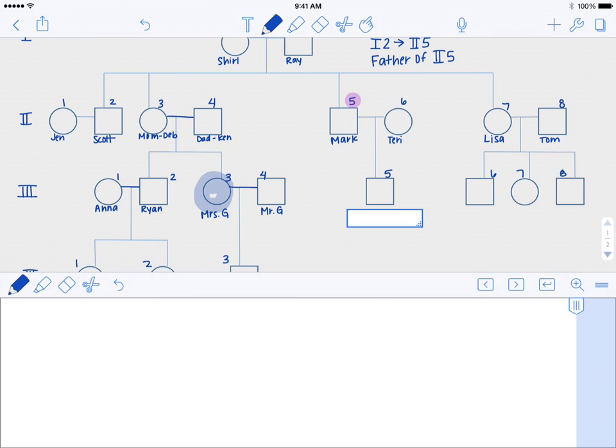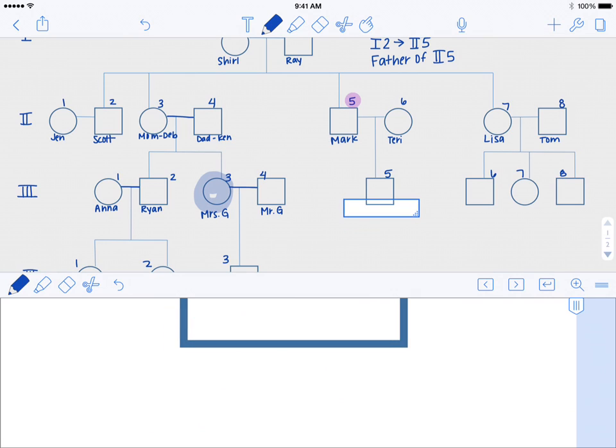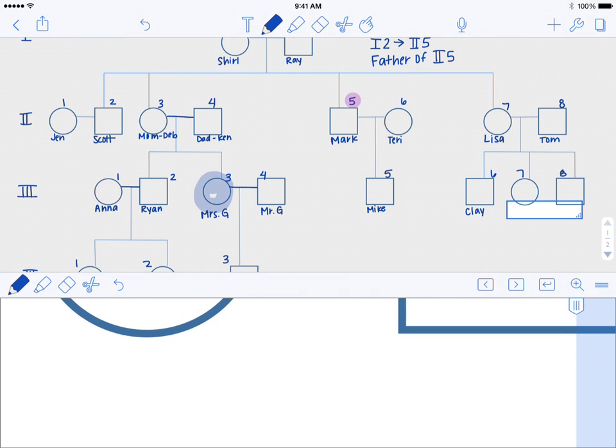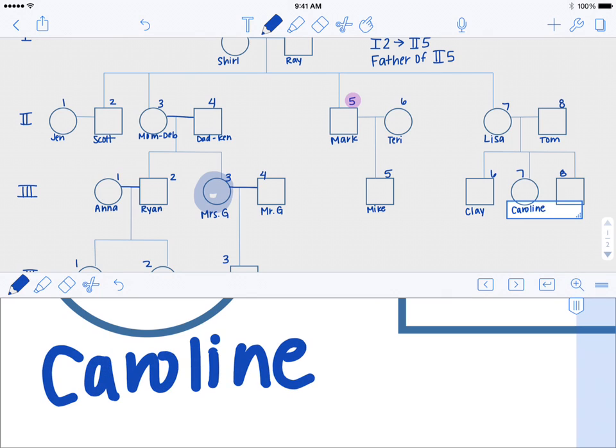Hopefully, you realize that the relationship between me and 3,5 is that they are my cousin. This is my cousin, Mike. He's my cousin because he's the son of my mother's brother. Okay? Same with 6, 7, and 8. This is my cousin, Clay, my cousin, Caroline, and my cousin, Jonathan.